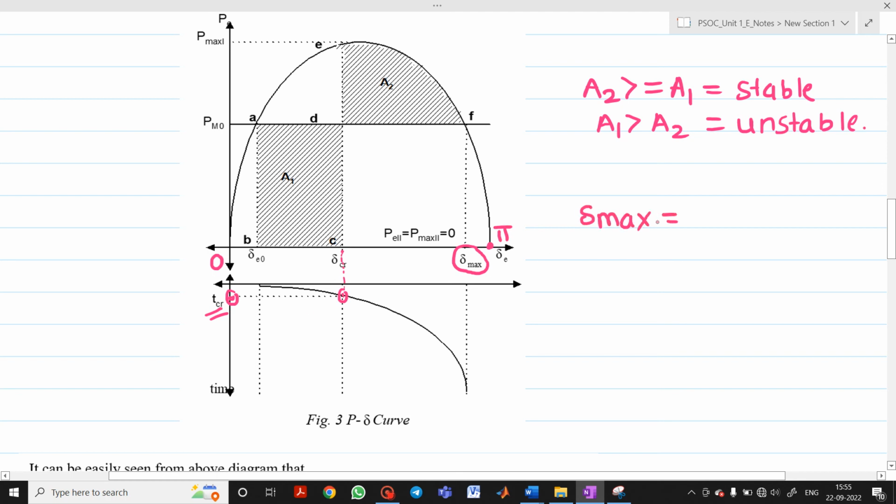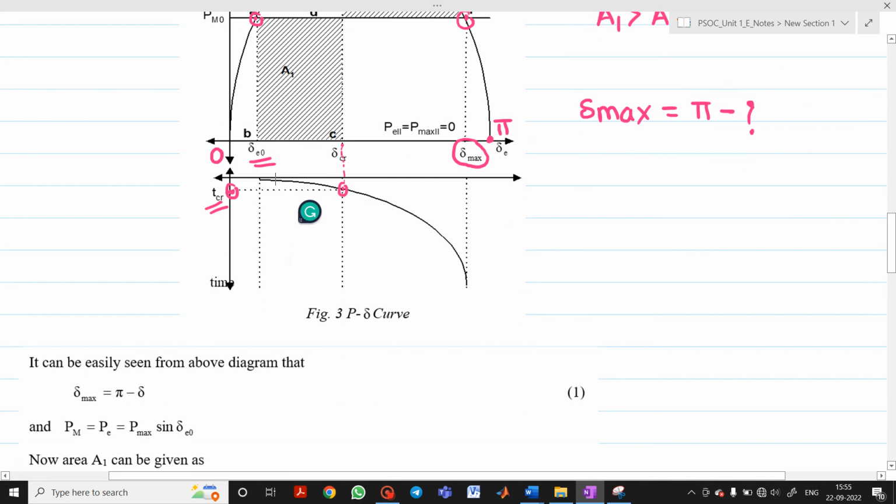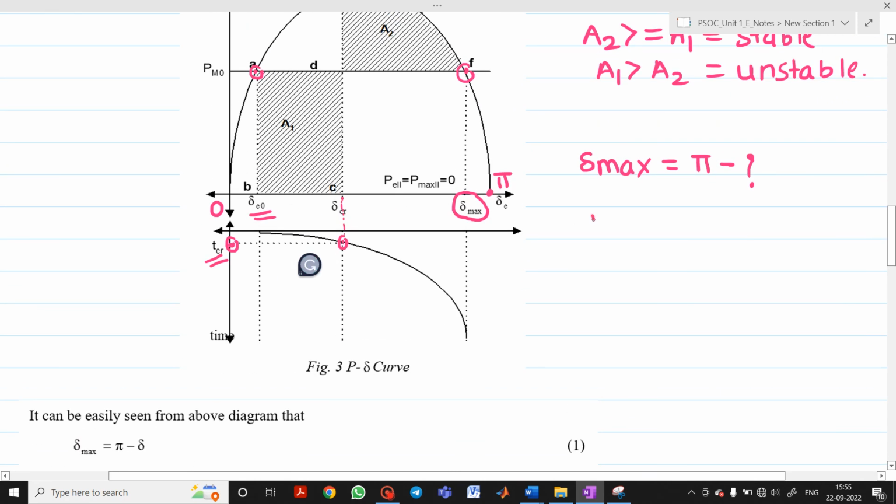Delta max will be equal to what? Pi minus something. Now how to find out that angle? Please see, when this line intersects the curve, you will get delta max. So please go to this side. You will get a point where it again intersects the curve initially. That angle is nothing but your delta 0. So what is the formula of delta max? If you see, it is pi minus delta 0.